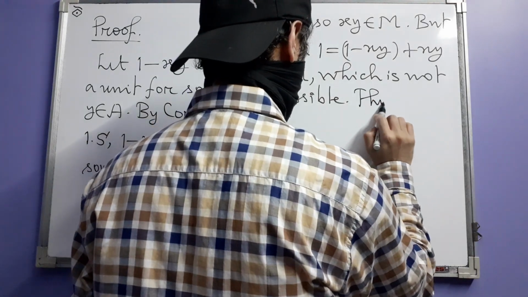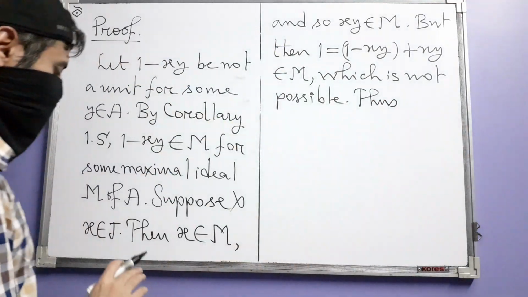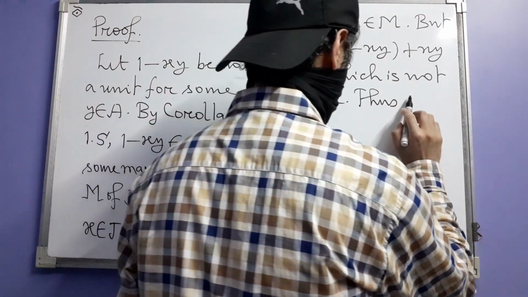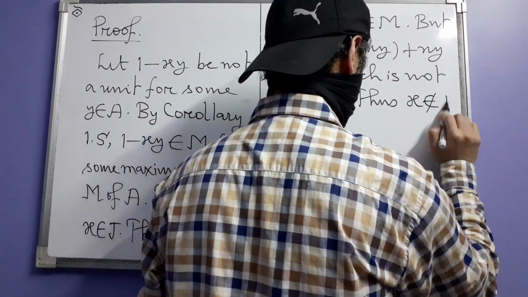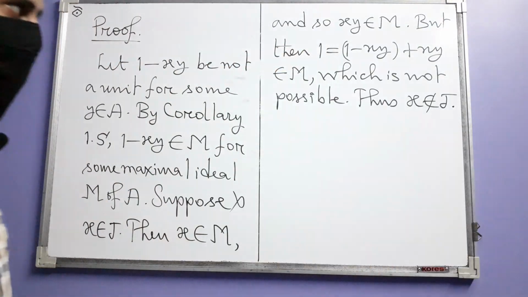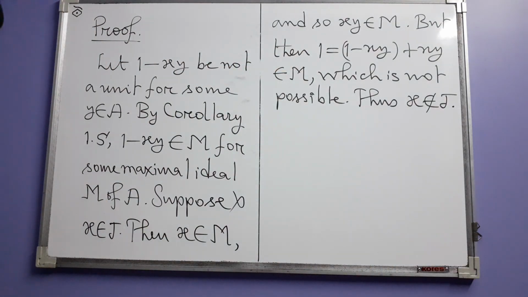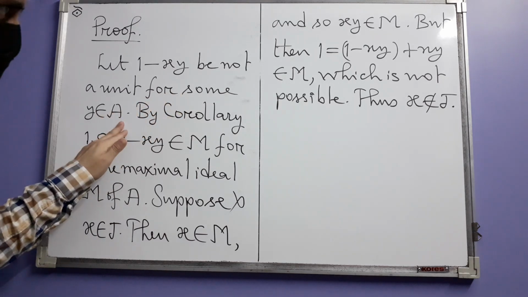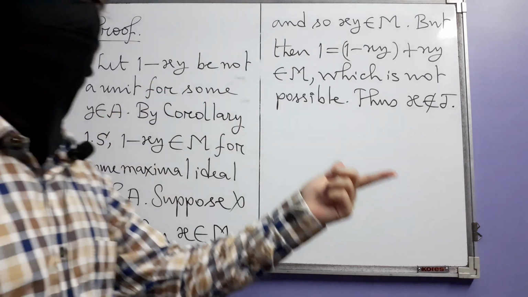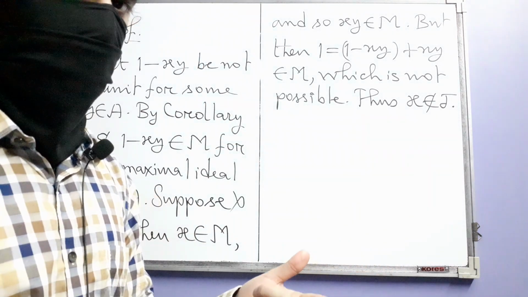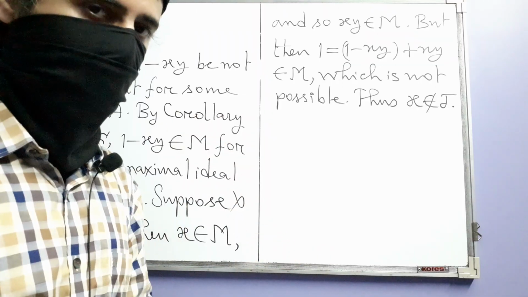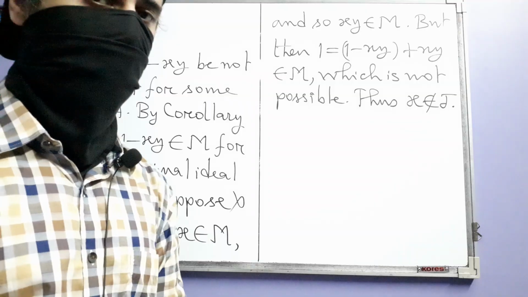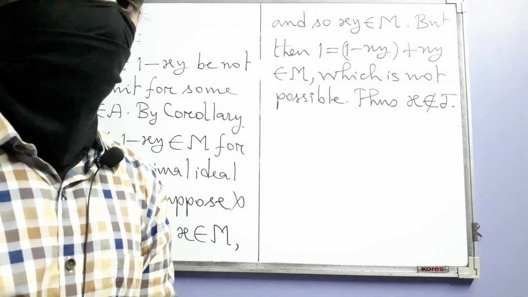So this supposition must be wrong. Thus, the supposition is wrong. Let me not write those things. So x cannot belong to J. So what have we shown? We have shown that if 1 minus xy is not a unit for some y in A, then x is not in J. The contrapositive of this is that if x is in J, then 1 minus xy must be a unit for every y. That's what we have shown.